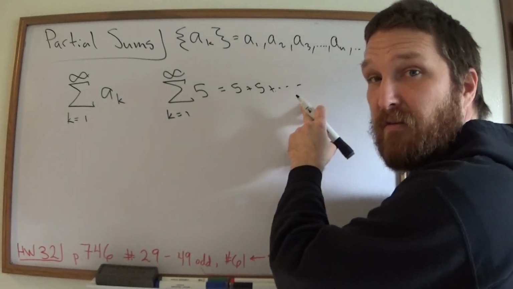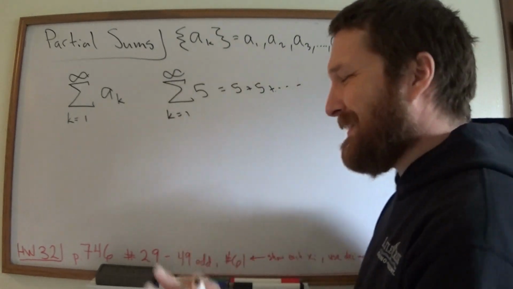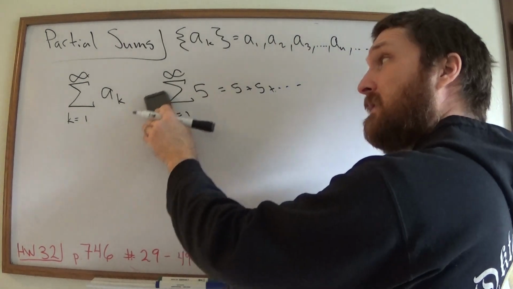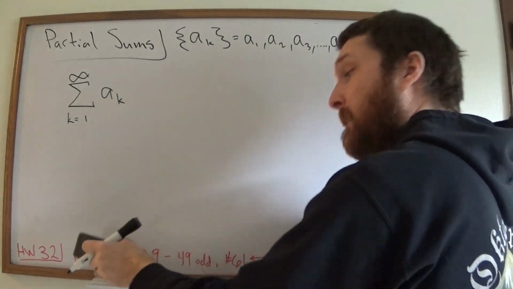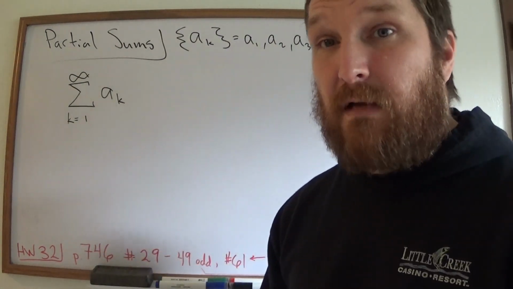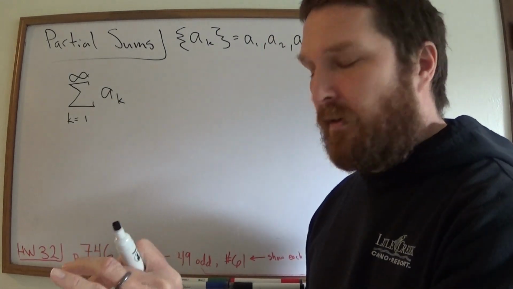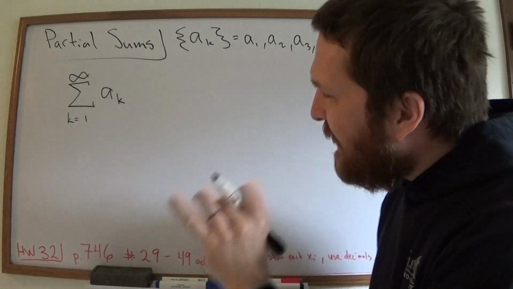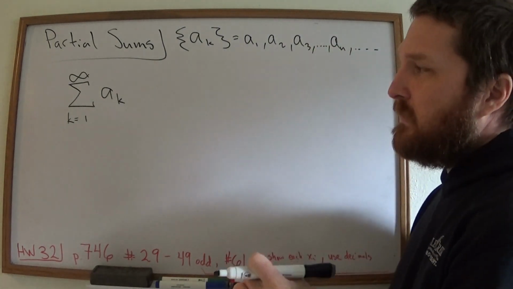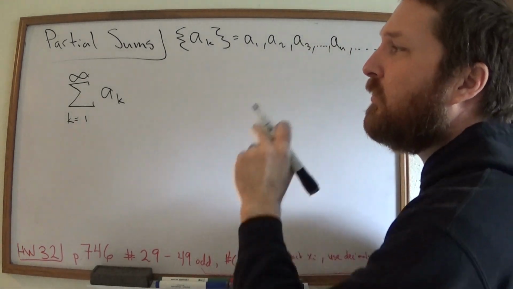Eventually this will get bigger than that. So it's like, yeah, yeah. But there are times where that doesn't happen. There are times where if you add up infinitely many things, it actually converges to a number. And one of the ways that we get a grip on this is to take a partial sum.